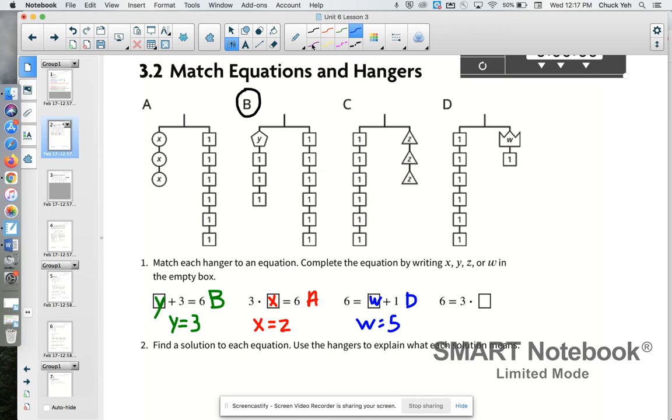So that means that the last one has to be C. And it's true because 3 Z's, right? 3 Z's. So 3 times Z. And then C equals what? 2. Because 3 times 2 equals 6. Again, I know the Z and the 2 looks alike, but this is a Z. All right?